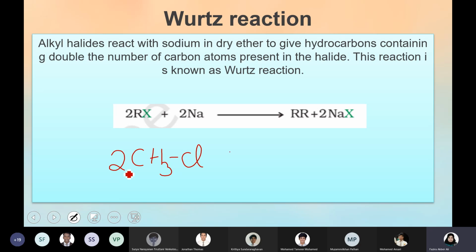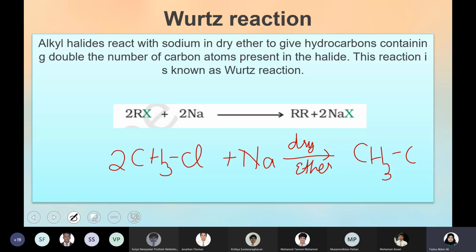So one simple example I can give you is here. When you treat it with sodium in the presence of dry ether, you can see you will get ethane, which has double the number of carbons you took, because it was chloromethane, a one-carbon haloalkane, and the product is ethane. So that is double the number of carbon atoms. So this is the Wurtz reaction. Here you are getting a compound with double the number of carbons from the starting compound.